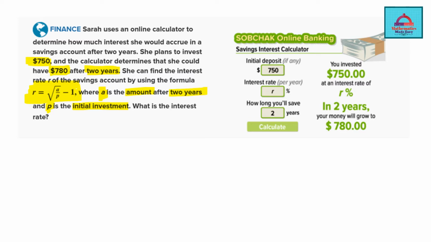Now, as you see, I have already highlighted the important information here. A is representing the amount after 2 years and P is representing the initial investment. We need to find what is the interest rate. So we are going to use this formula R equal to square root of A divided by P minus 1. And if you see, A is given here, $780, and P is given, $750. So we can put that in the formula, solve, simplify and get our interest rate. So let's see in the next slide how we are solving this question.